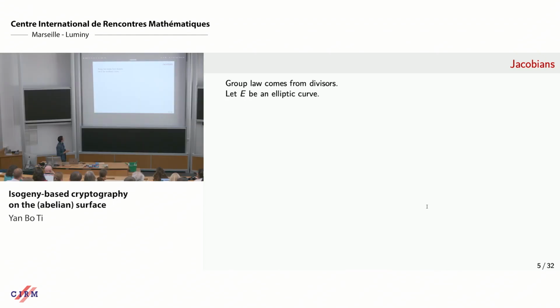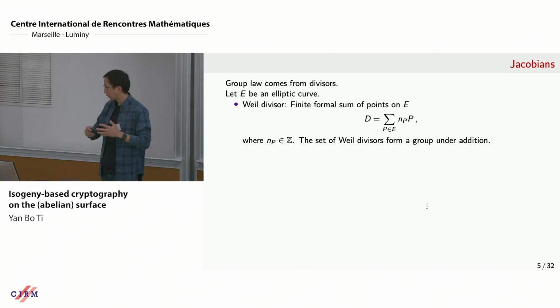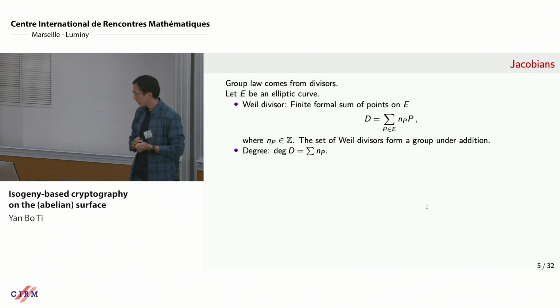So you let E be an elliptic curve. Then the Weil divisors are just formal sums of points. This is for a curve. If you want to go into higher dimension, into more complicated varieties, then it's no longer points. But for now, if we're looking at curves, these will be points. The Weil divisors form a group under addition, and this has to be a finite sum. The degree is given by the sum of all the coefficients.